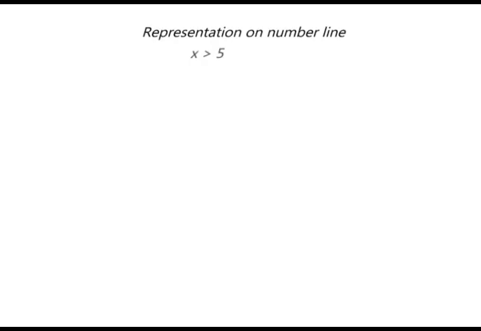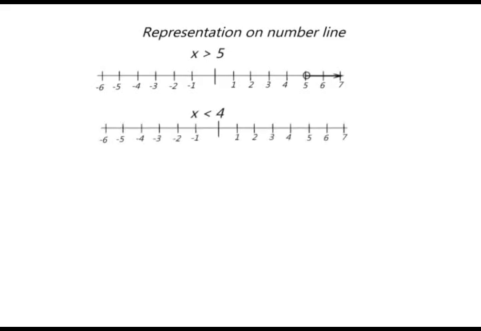Consider x is greater than 5. We draw a number line, and then we circle 5. x includes all values greater than 5, and 5 is not included, and so we use this arrow to indicate that. If x is less than 4, we circle 4, and x lies anywhere on all numbers less than 4.